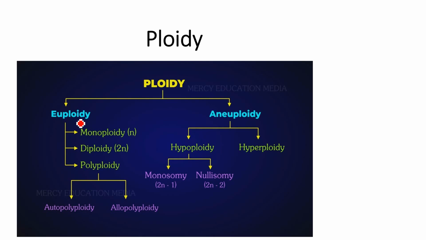Euploidy means what? Euploids, which include a monoploid, haploid, two sets of chromosome, diploid, three sets of chromosome, triploid, four sets of chromosome, tetraploid, polyploidy, many of them. Okay. Then here the aneuploidy, which is hypoploidy, hyperploidy, monosomy, nullisomy.